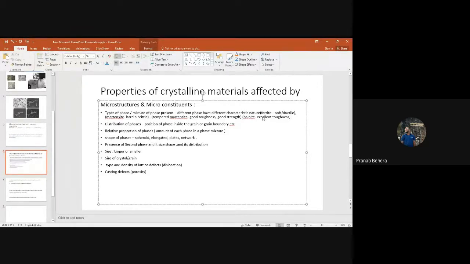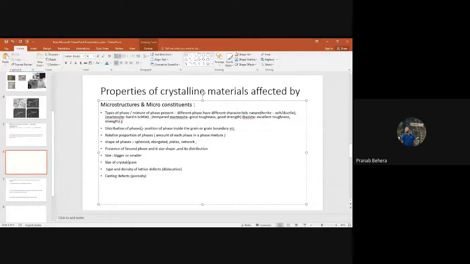Is it okay up to this? Yes, sir. Excellent toughness and strength. Right. Similarly, suppose I have pearlite. Pearlite is a mixture of phases again; bainite is a mixture of phases, pearlite is a mixture of phases. So if I have pearlite, what kind of property does it have? Good strength, good toughness.